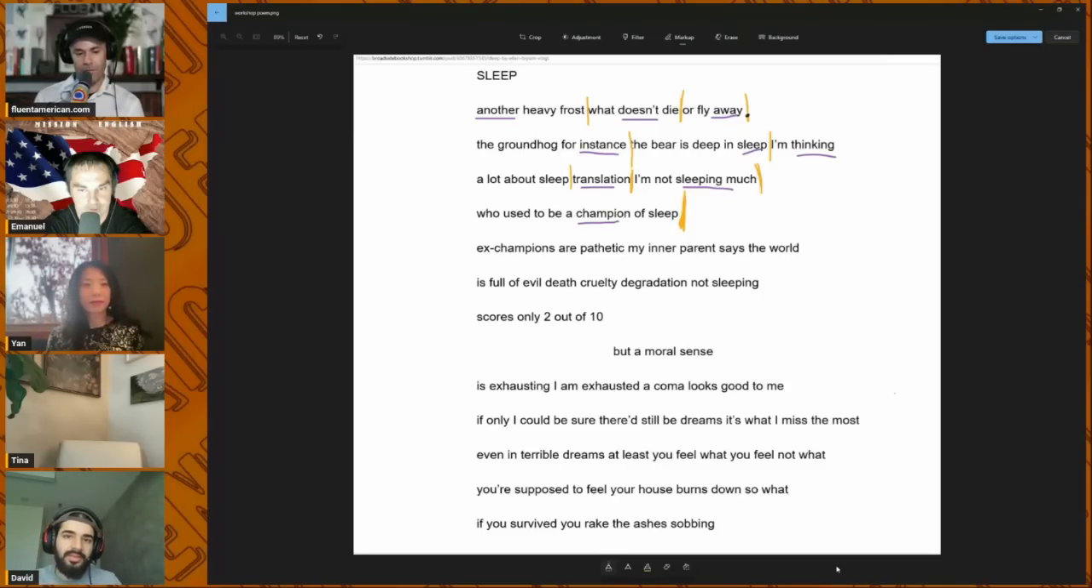Instance, the bird is deep in sleep. The groundhog, for instance, the bird is deep in sleep. Your instance and sleep are still very similar. And if you're truly going lower on that thought group, I would expect sleep to be lower than instance, not at the same pitch.